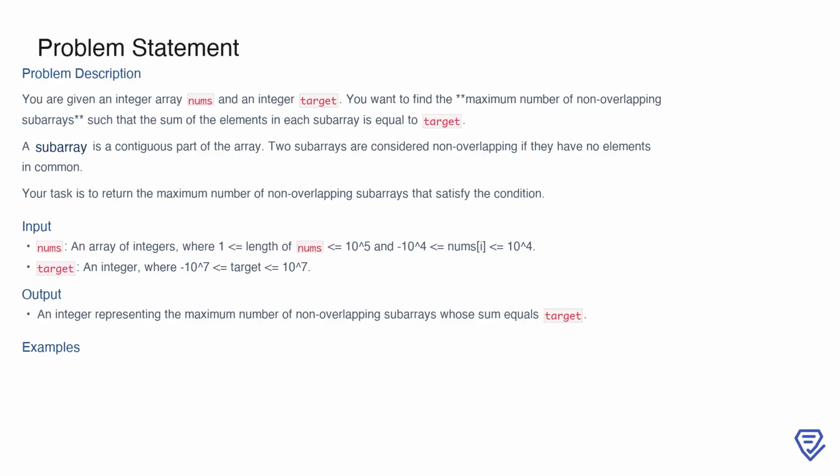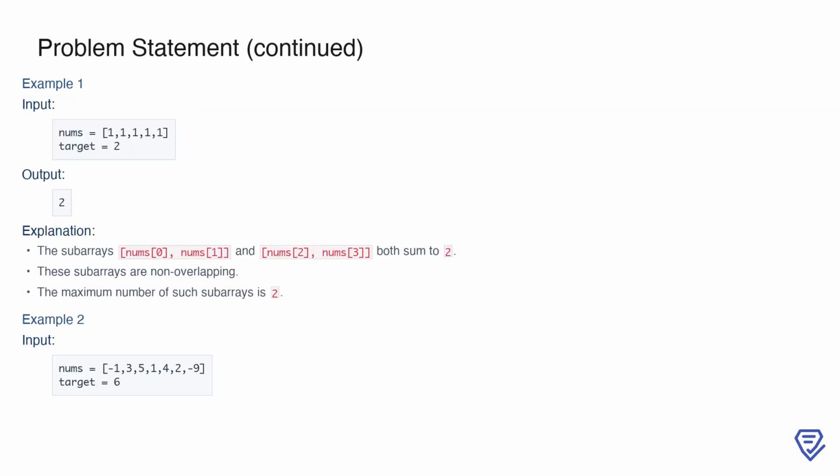Additionally, keep in mind the constraints for the inputs. The length of the nums array can be up to 100,000, and the values within nums as well as the target can include both positive and negative integers, within the specified ranges. Let's start with an example to better understand the problem.